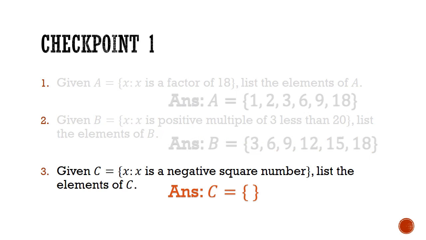And for set C, square numbers are all positive, so there are no negative square numbers. So we will have an empty set. Just put two curly brackets and leave it empty inside.